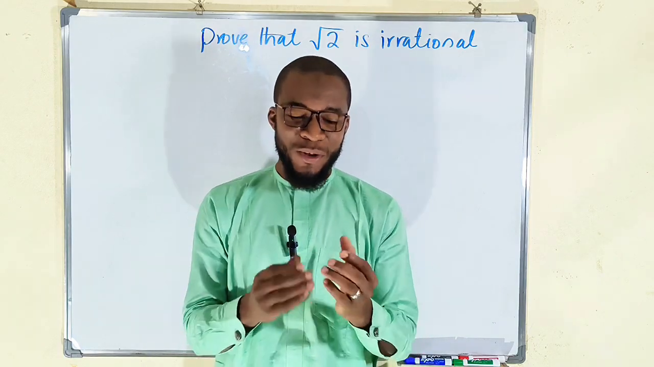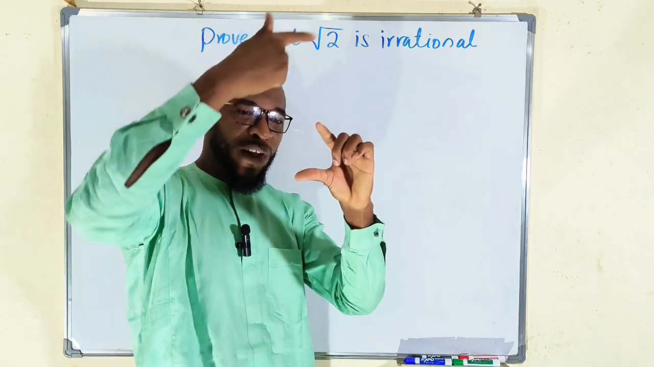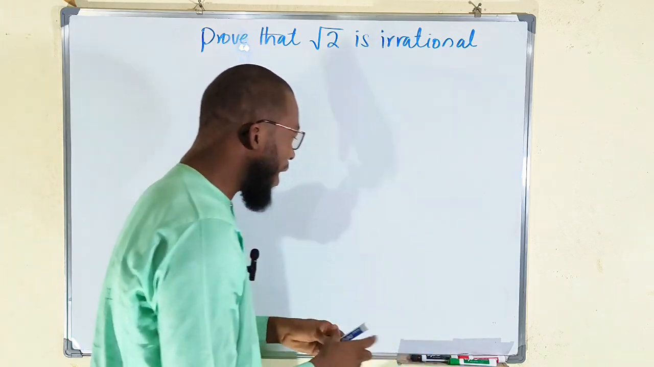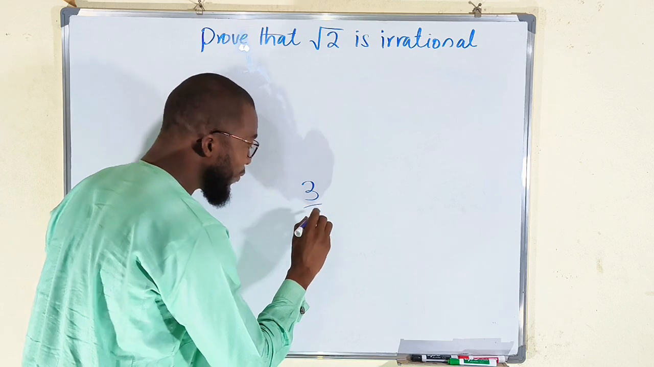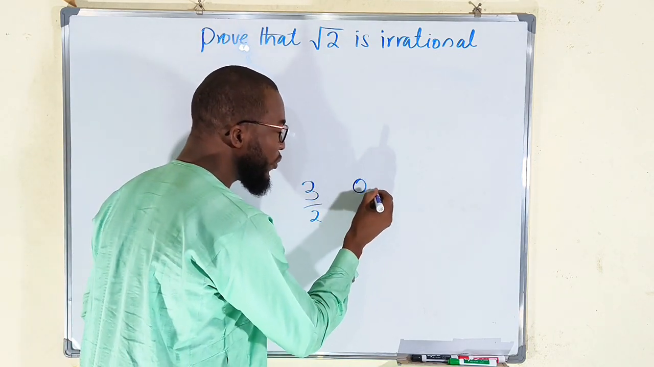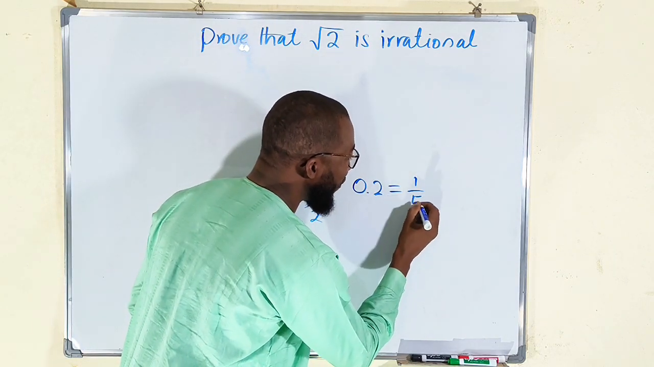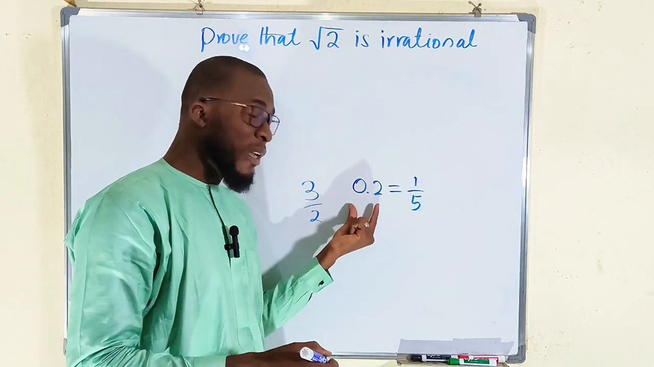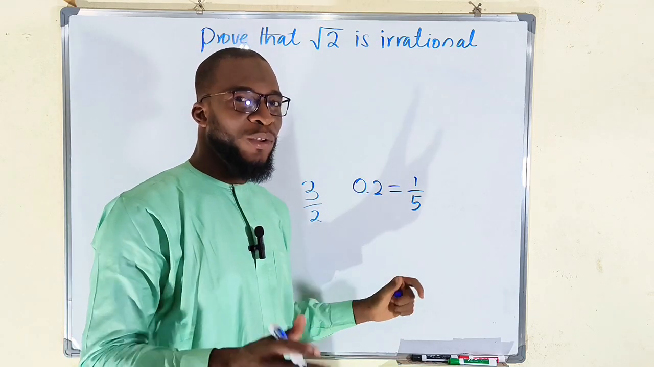A rational number is a number that can be expressed as a fraction, right? An integer divided by another integer, to the lowest term. For example, 3 divided by 2 is a rational number, or 0.2, because 0.2 can also be expressed as 1 divided by 5. So once you can take an integer, divide it by another integer to get that particular number, that number is said to be a rational number.